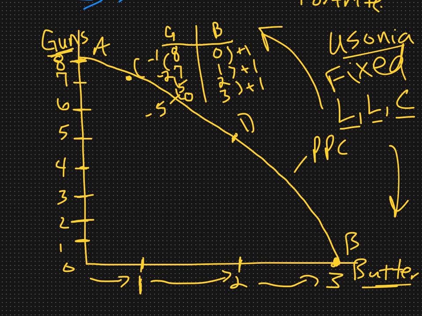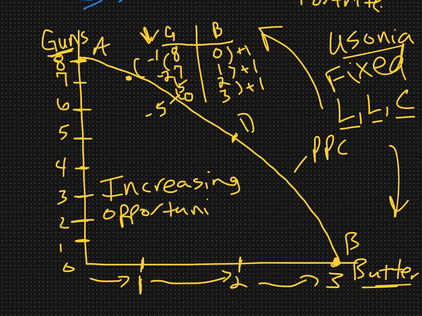What was happening? Again, what we're seeing right here, that's my opportunity cost. So for the first butter, the opportunity cost was 1 gun. For the second butter, the opportunity cost was 2, and for the last one, it was 5. So what's happening to my opportunity cost? This is called increasing opportunity cost. Anybody know why that would happen?